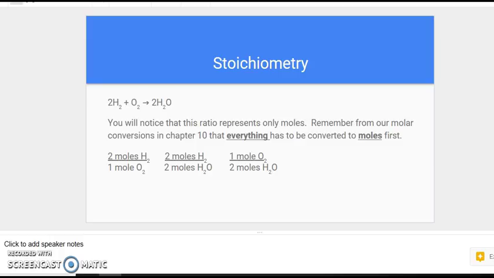You will notice that everything has to go through moles. The only way I can get from hydrogen to oxygen or hydrogen to water predictions, I have to convert everything to moles first. Now, you're not always going to be given moles, and you're not always going to want the answer in moles. But the only way you can convert from one substance to another, one compound to another, is using that molar conversion.